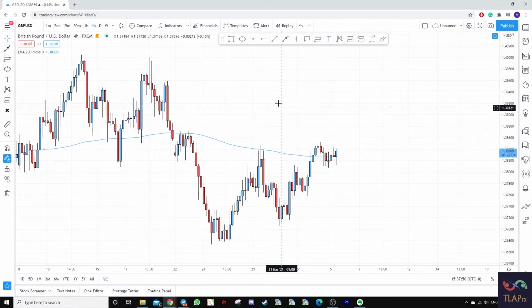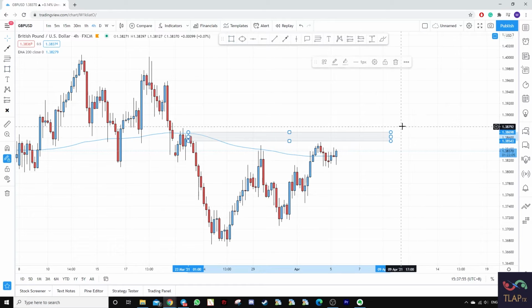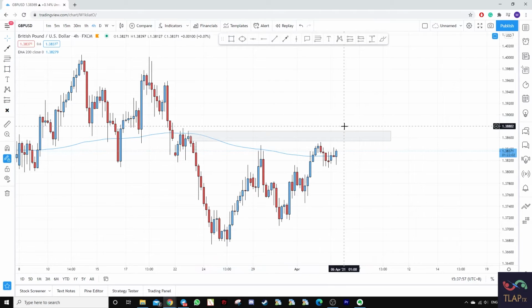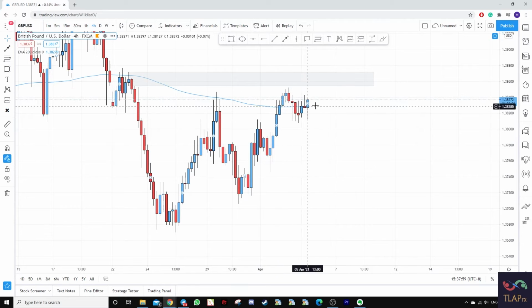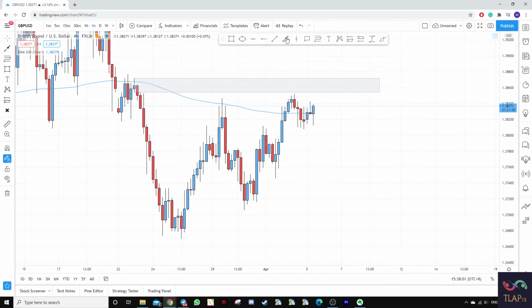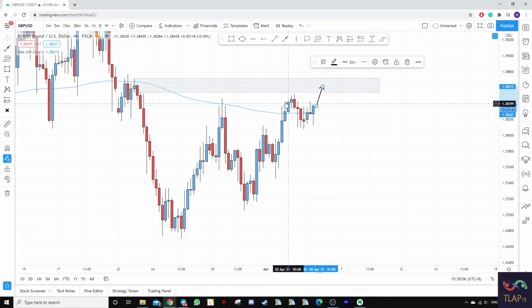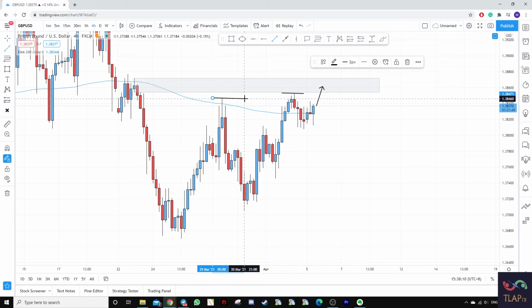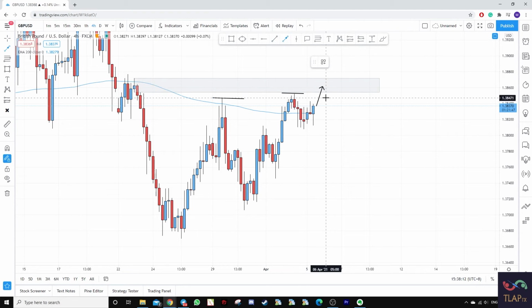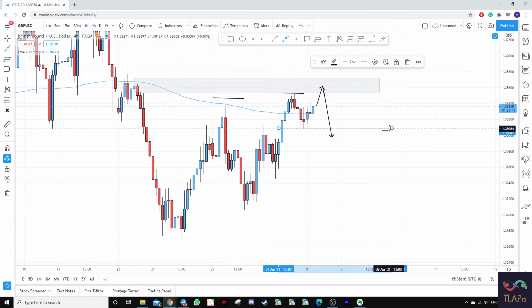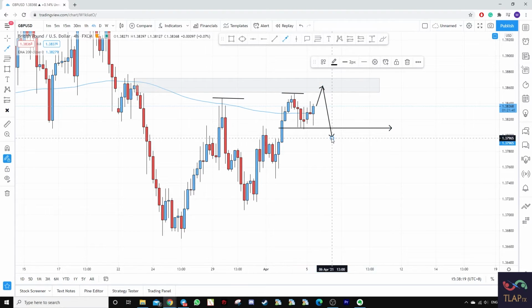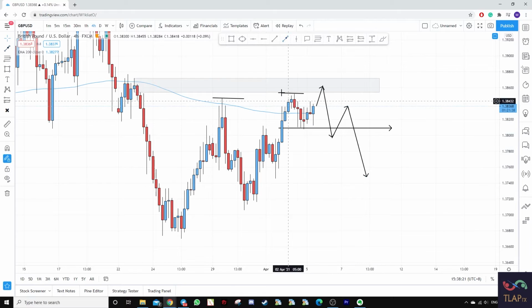Next up, we have the Pound Dollar. In a similar fashion, we identified a resistance area over here, and price failed to tap into this zone, and we are looking for a secondary move upside, creating a higher high, clearing these levels over here. And from here, we hope to see a strong bearish move down, breaking this structure over here. And after that, we can look for a pullback entry towards this level.